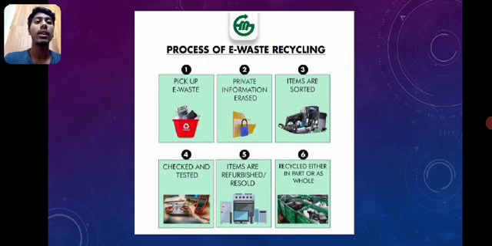Here we can see the process of e-waste recycling as a common method. First is the pickup of e-waste from different sites, and private information is erased. Items are sorted at one place, then checked and tested, and the items are separated like circuit boards, plastics, etc. Next, in the fifth step, items are refurbished and resold.